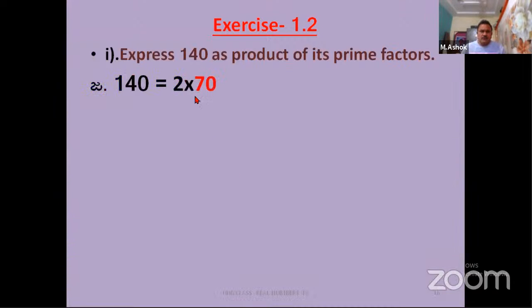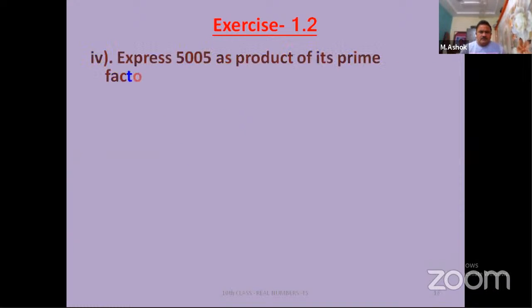So the first step: 2 into 70. 70 again we can write as 2 into 35. 35 is not a prime number. So write it as 2 into 2 into 5 into 7. It is the prime factorization of 140. You have to solve this. These questions come in Part B for 1 mark.